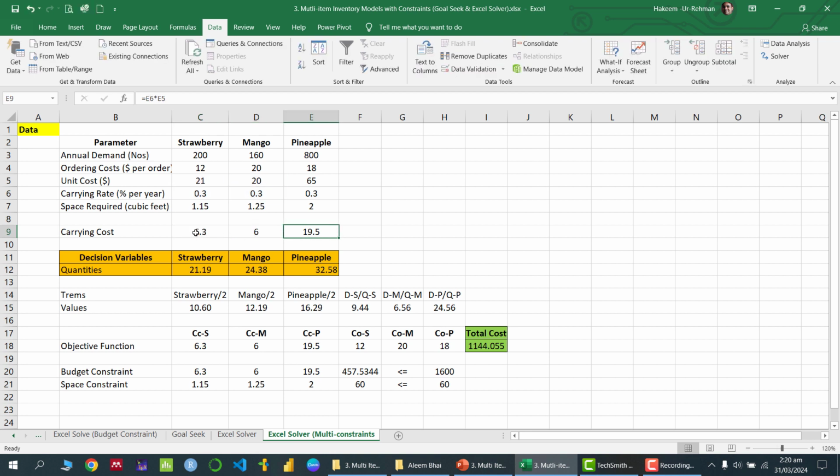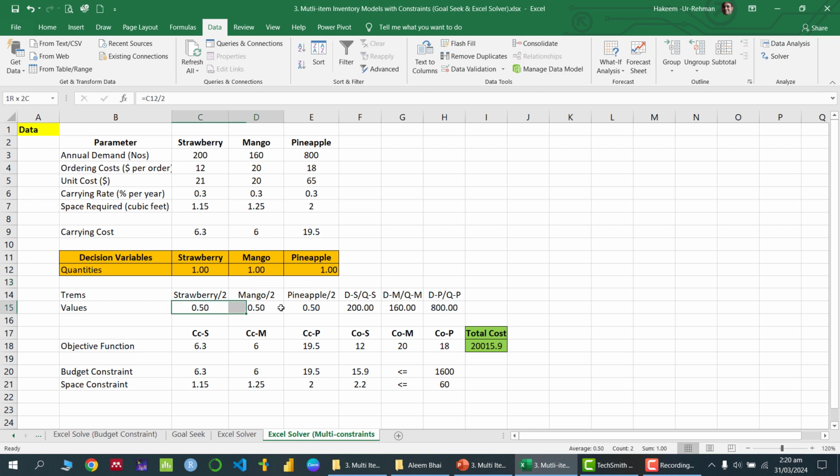So we have calculated the carrying cost for every particular product: strawberry, mango, and pineapple. So these values we would like to find out. Similarly, we are finding the average inventory of all three products. How can we do that? Simply this divided by 2. So again, I am using this value 1 1 initially.